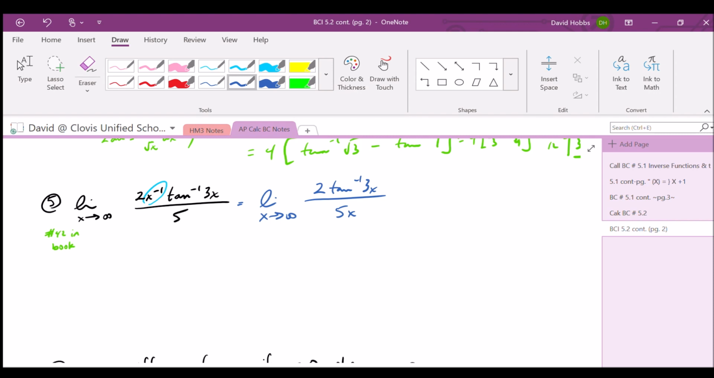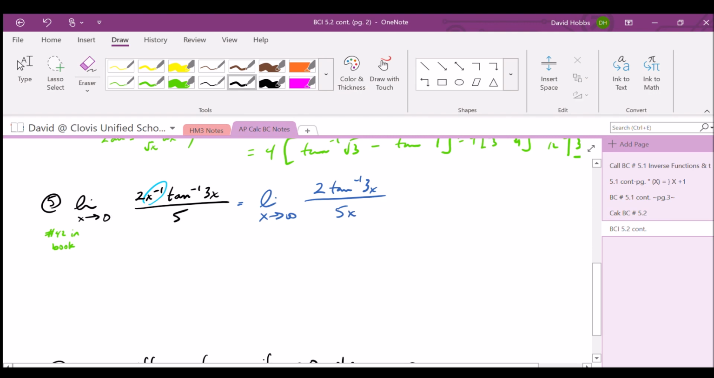I was all of a sudden getting worried because I was going, this is not working out the way I was thinking. It's not supposed to be limit as x goes to infinity. It is supposed to be the limit as x goes to 0. Now it makes a lot more sense.